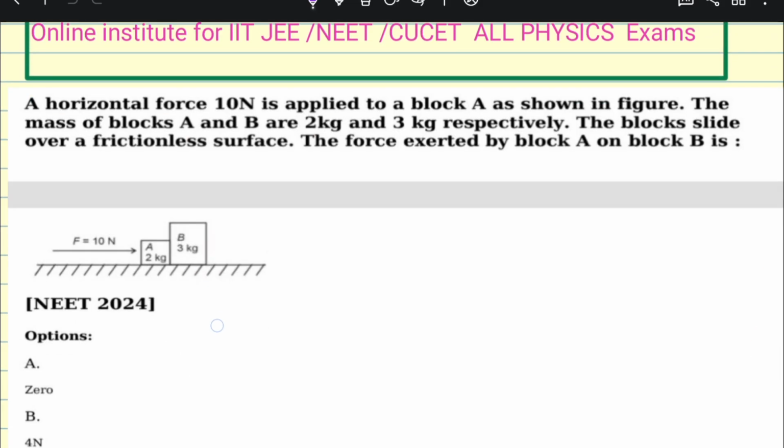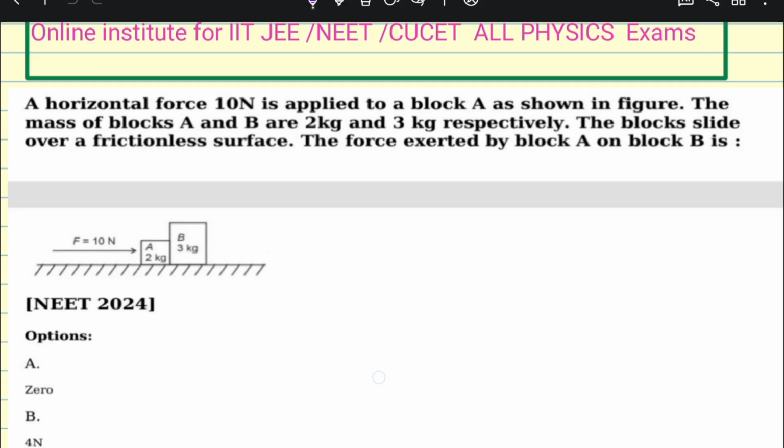What they are saying is that a horizontal force of 10 Newton is applied to a block A as shown in the figure. The mass of the blocks A and B are 2 kg and 3 kg respectively. The block slides over a frictionless surface. Find the force exerted by block A on block B.